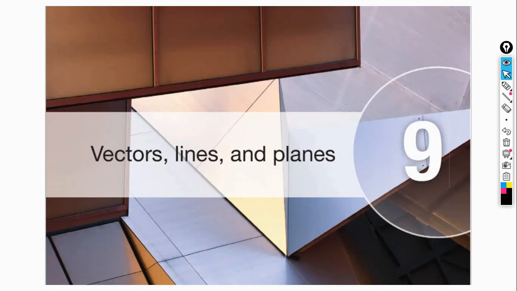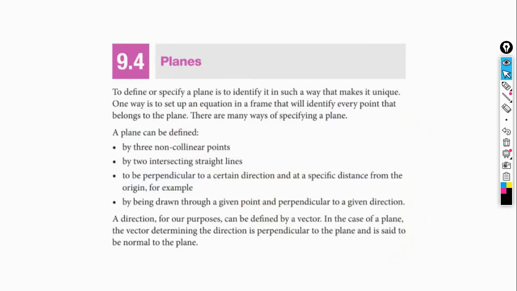Hi everybody, so in this video we continue with Chapter 9, Vectors, Lines, and Planes, specifically Section 9.4, Planes. To define or specify a plane is to identify it in such a way that makes it unique. One way is to set up an equation in a frame that will identify every point that belongs to the plane. There are many ways of specifying a plane.